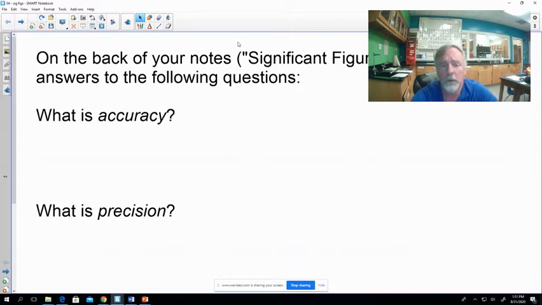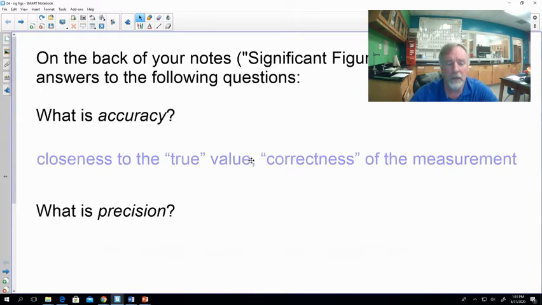So I want you to think a minute, what do you remember as the definition for accuracy, as well as what do you remember for the definition for precision? So I'll go ahead and get you started after you've had a moment to think. Accuracy, this is the closeness to the true value or the correctness of the measurement. In other words, how good were you at getting close to the exact value? If something is 5.17 meters, how close were you to getting your measurement to being 5.17 meters?